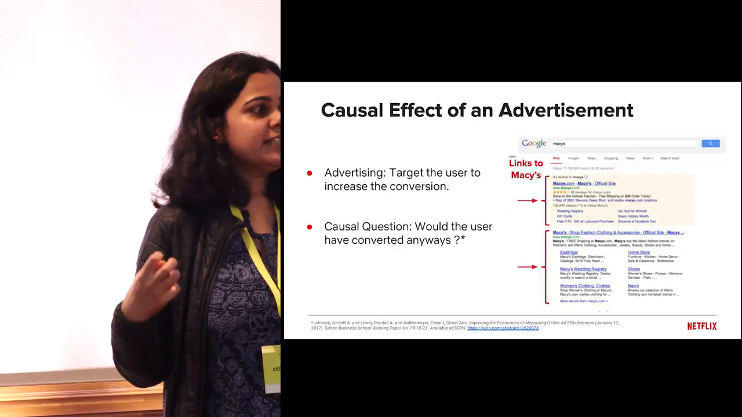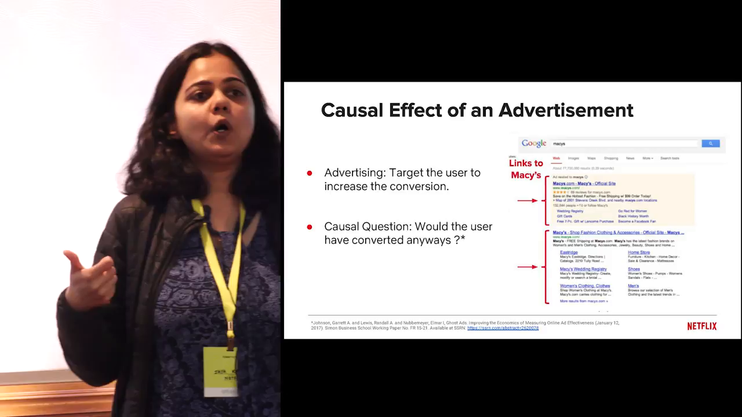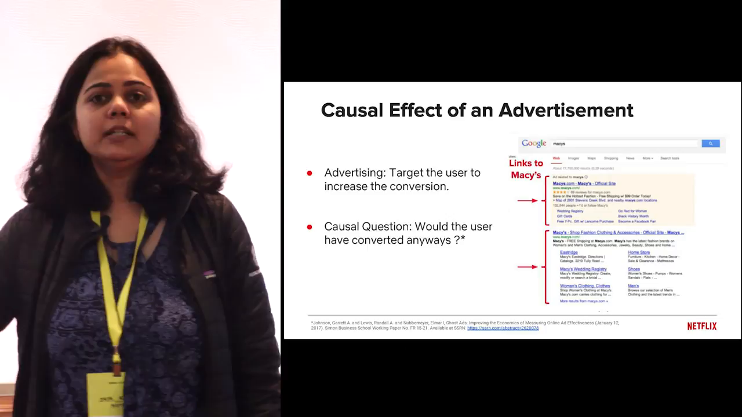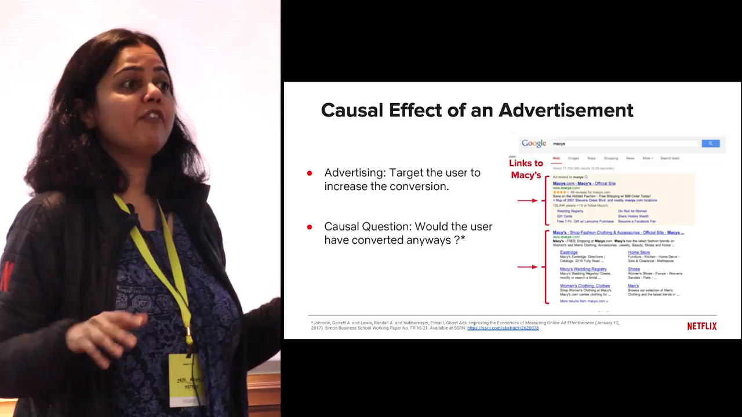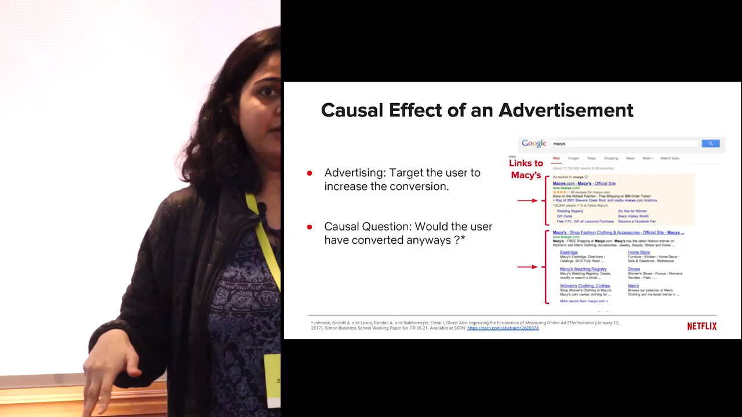For example, let's consider the case of search advertising. The goal of search advertising is to target users to increase the conversion. So over here, we see that when a user comes on the Google website, he types the keyword Macy's. So the top link is the sponsored link to the Macy's website, and the bottom link is the actual link to the Macy's website. So when the user has typed the keyword Macy's, they have already actually expressed their intent to buy. So when finally they convert, the key question to ask is whether they converted because the ad was shown to them, or would they have converted anyways?